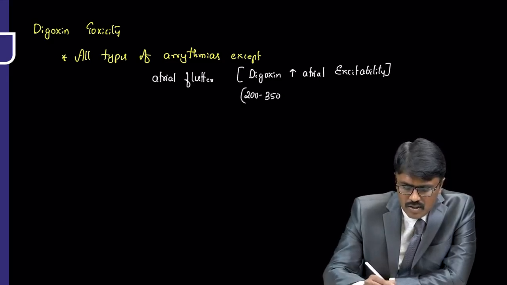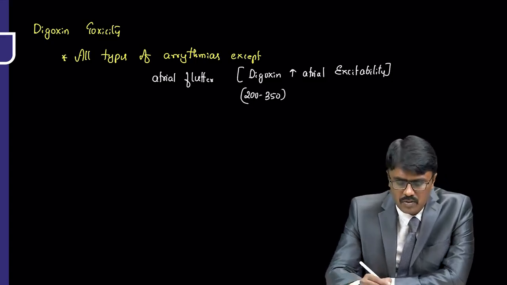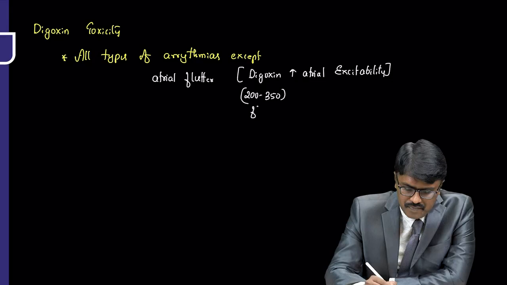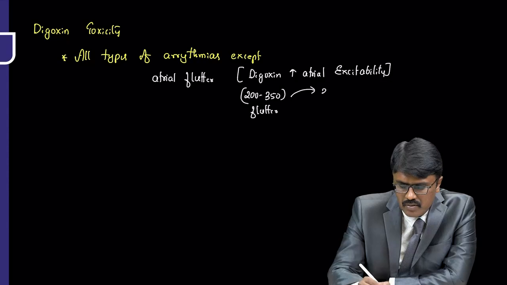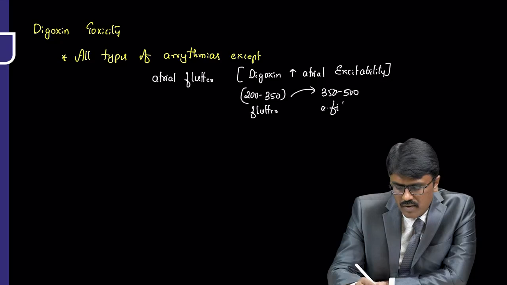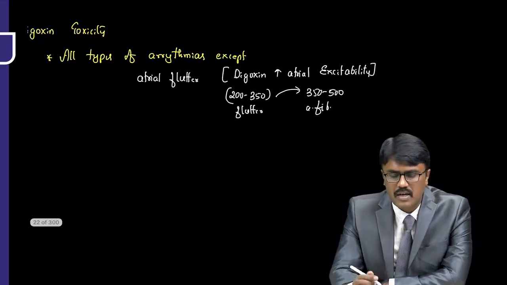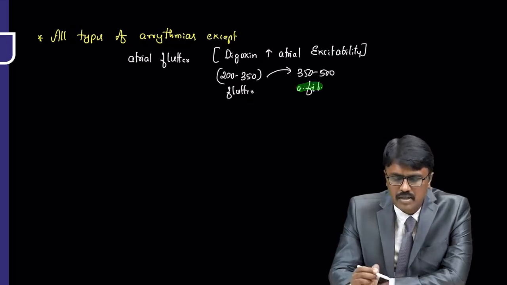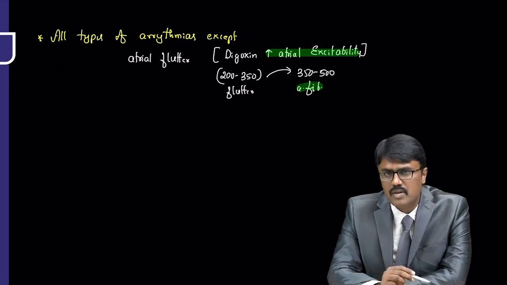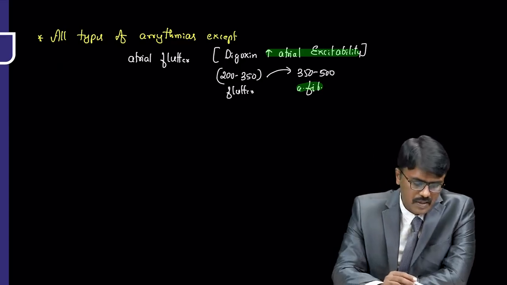So when I use digoxin, it increases atrial excitability. So from atrial flutter, the digoxin can make it into atrial fibrillation. So that is one reason why flutter is not seen, because it increases atrial excitability. Even if the flutter occurs, suddenly it will shift to atrial fibrillation. But it blocks AV conduction.